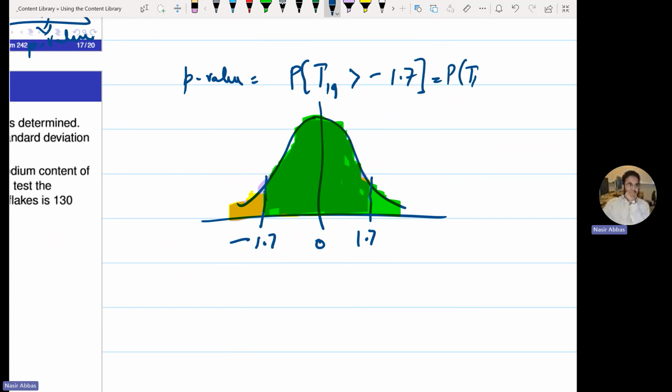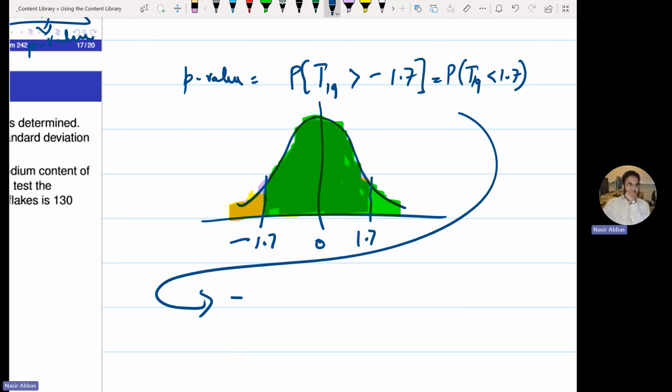Probability of T19 less than 1.7. Now the value has become positive, but the sign has changed. Less than probability is not available in the t-table. Now what? Now use the complement rule.